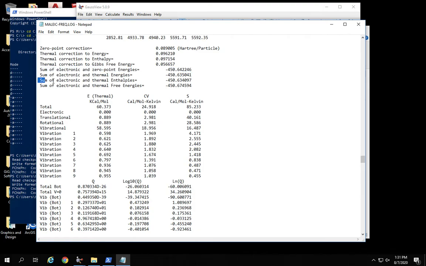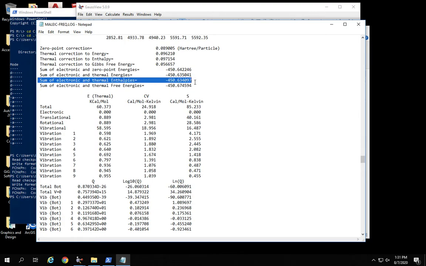Sum of electronic and thermal enthalpies, this number is the delta H. And this number, sum of electronic and thermal free energies, is the delta G. Here the delta S is just computed for the vibrational and rotational degrees of freedom of the molecule. It's not great. I mean, it's a decent estimate in the gas phase. I wouldn't trust it too far, so we're going to focus on the delta H.